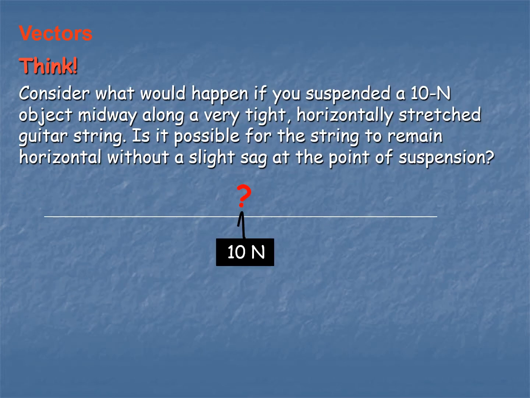Here's another thought question. Consider what would happen if you suspended a 10 Newton object, or any amount of weight, along a very tightly stretched wire like a guitar string. Is it possible for that string to remain perfectly horizontal without some sort of sag in the middle? Let's figure it out.